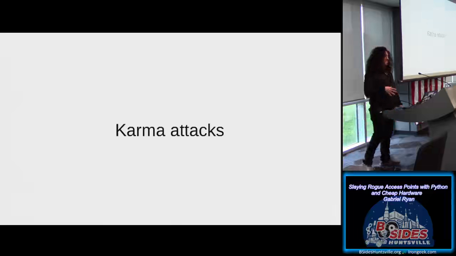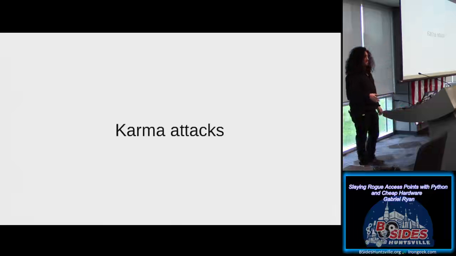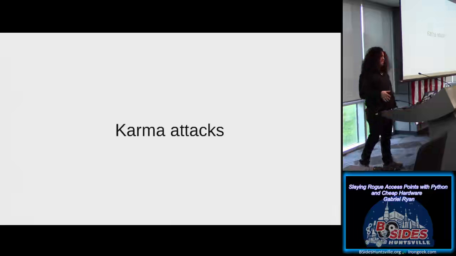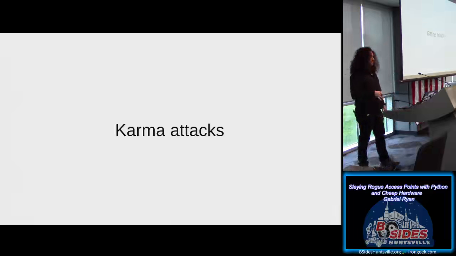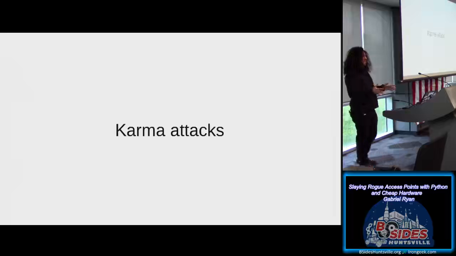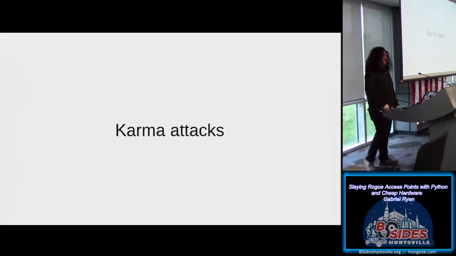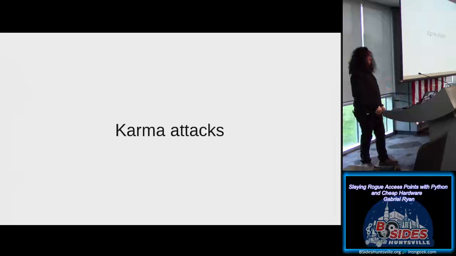This is the second type, and it's actually a more sophisticated rogue access point attack. The way a karma attack works is that whereas an evil twin was very targeted, it targets a specific network, you can think of a karma attack as just lobbing a wireless frag grenade in the middle of the room and just pwning everything in sight.